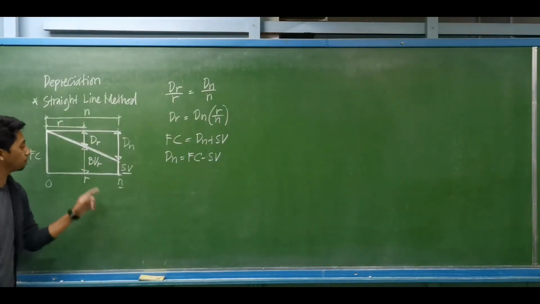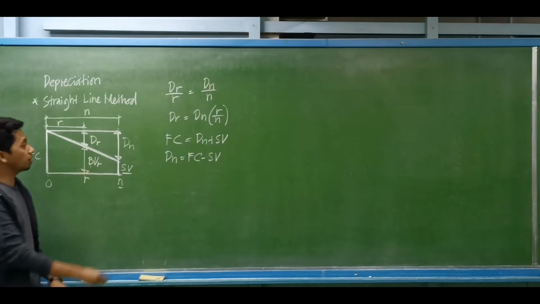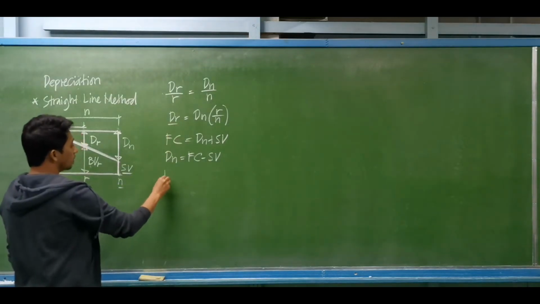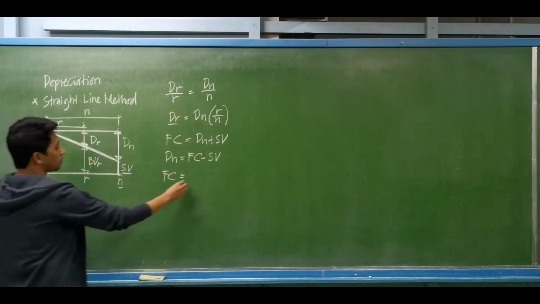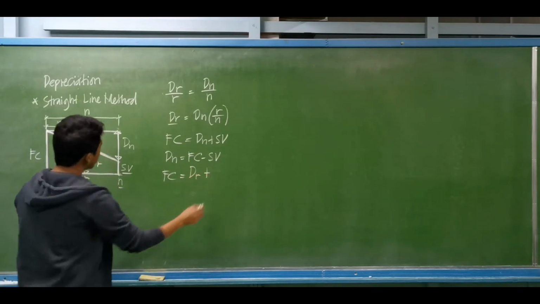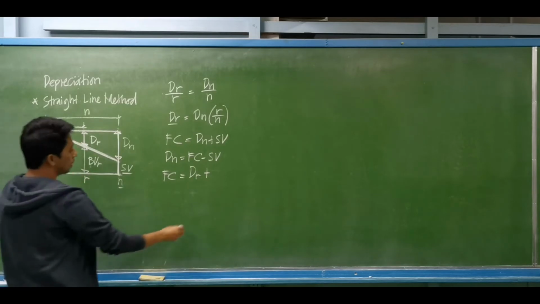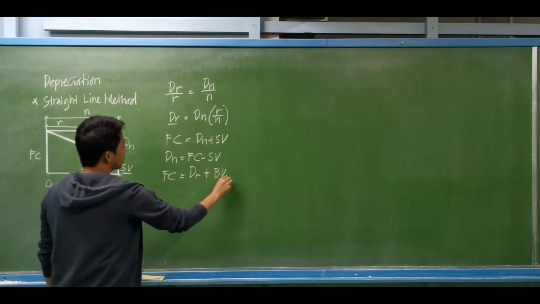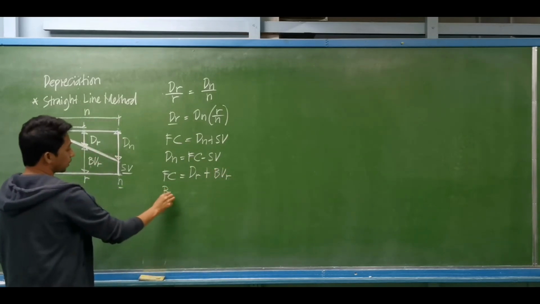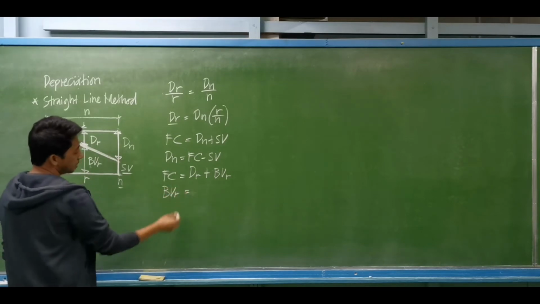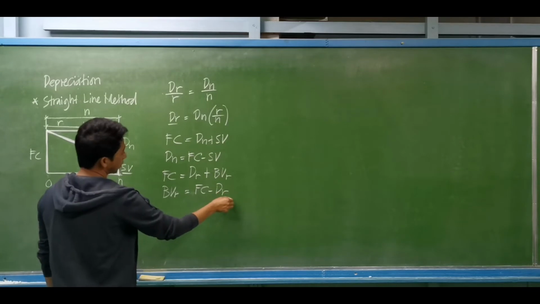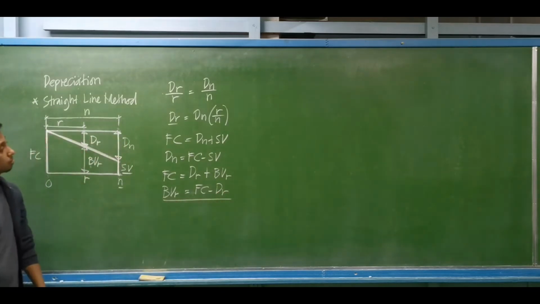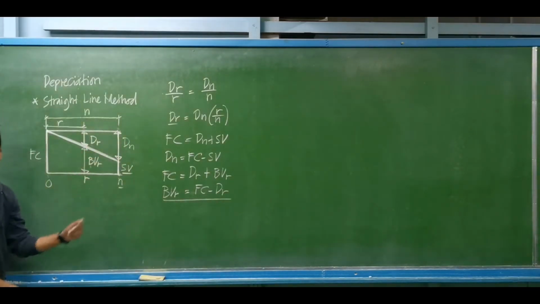How to compute for book value r? If we have the value of dr, first cost will always be equal to dr plus the book value. This is the book value r. So if we are computing for book value at r here, that is the same as the first cost minus dr. Okay, so let's have an example.